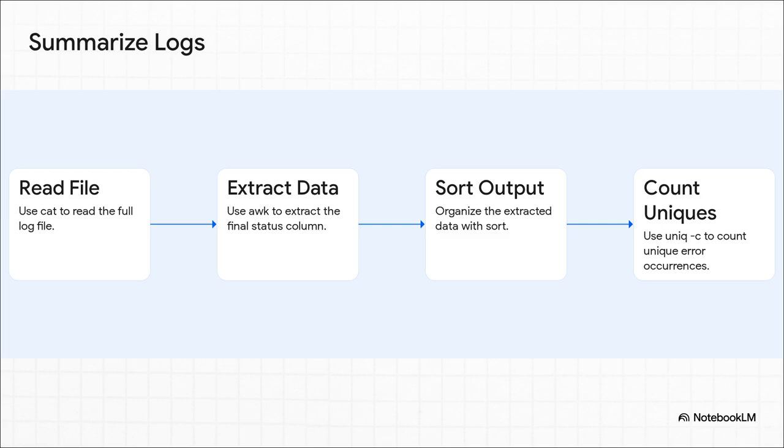By telling it to print $NF, you're grabbing just the final column of every single log line, which is usually the status, like failed or warning. But wait, pipe that into sort to group them together, and then into uniq -c to count those unique occurrences. It's amazing. In seconds, you've just summarized thousands of chaotic log lines into one super clean error count.